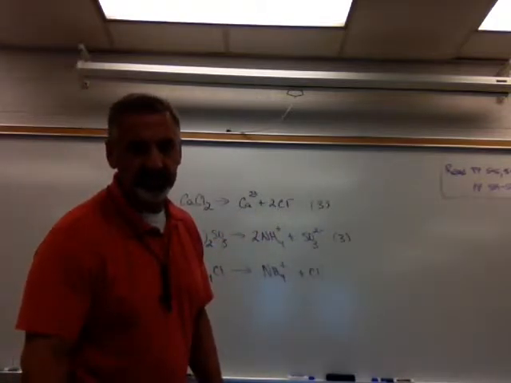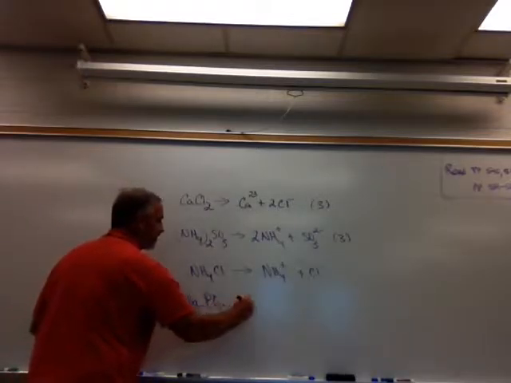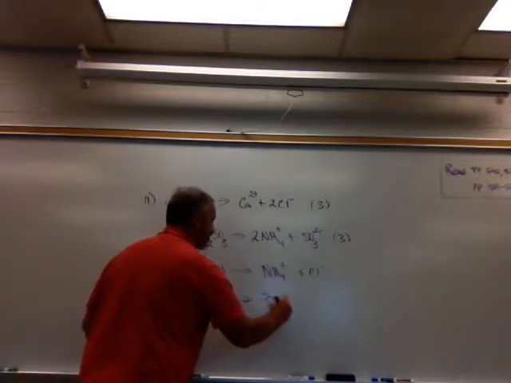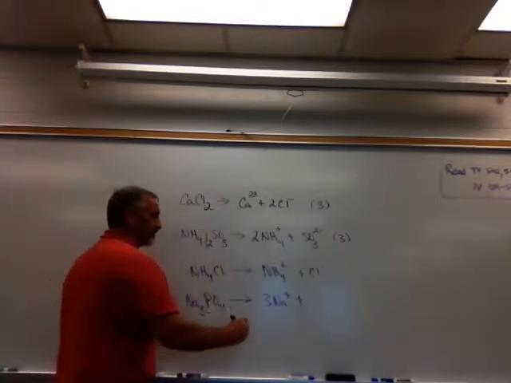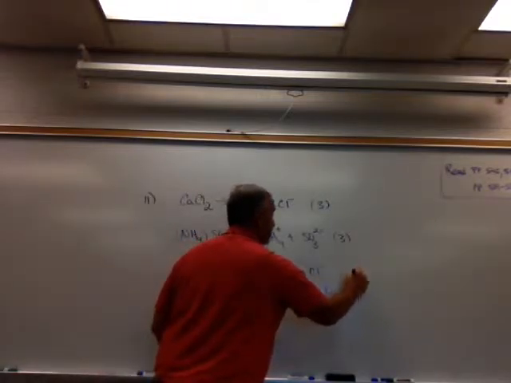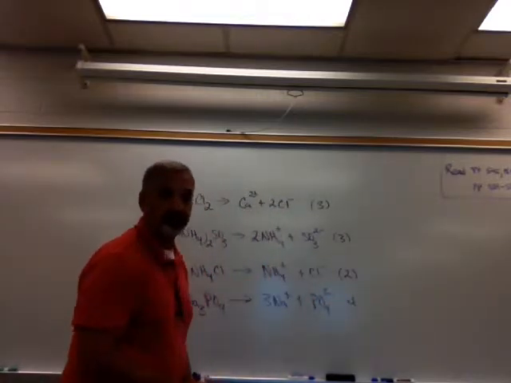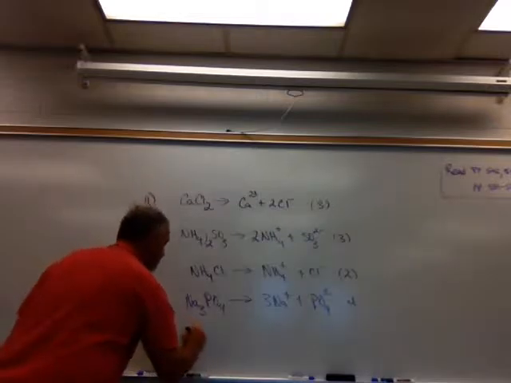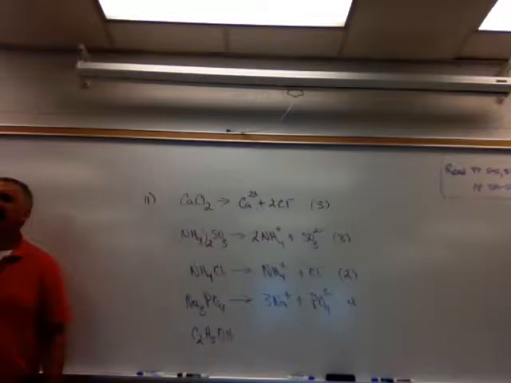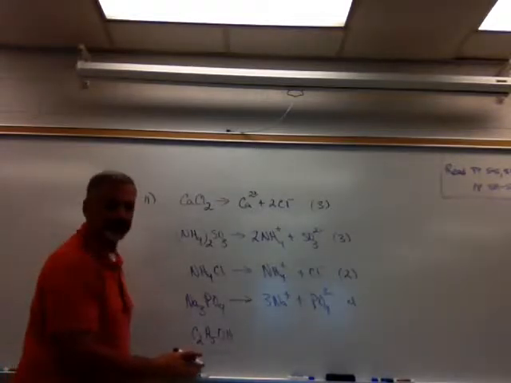And then sodium phosphate, Na3PO4. What's that going to break up into? 3 Na pluses plus PO4, just the PO4. This is why we have to know our ions also. So how many? We got 2 here. How many are we going to get there? 4. And then the last one is C2H5OH. So what type of compound is that? C2H5? Is it really? Yeah.